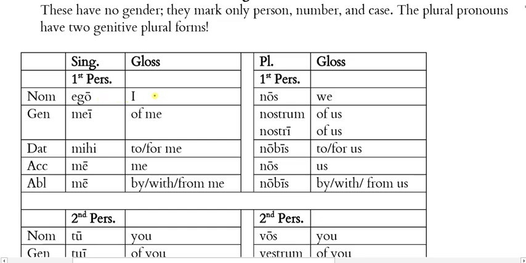Ego, so this is I in the nominative case. Mei, of me, genitive. Mihi, to or for me. Me as the object. And me in ablative case, by, with, or from me. On the plural side, we have nos, so that's we as subject, nominative, nostrum and nostri, of us, nobis, to or for us, dative case, nos, us, accusative case, nobis, by, with, or from us, ablative case.